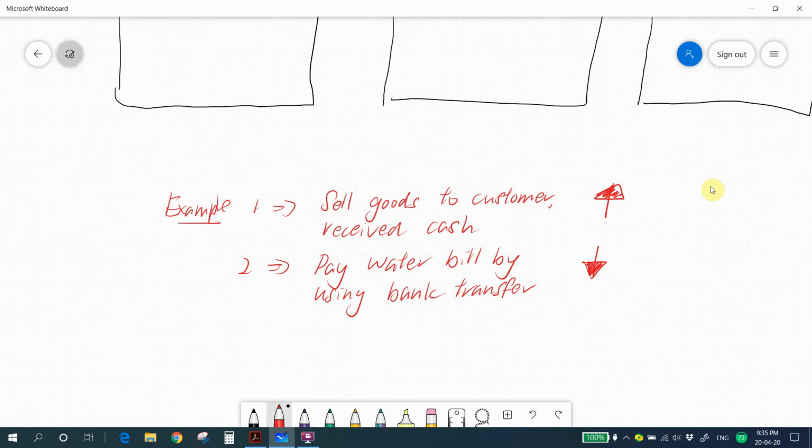So let me explain again. When the cash balances increase, we debit cash account. When the balances reduce, we use credit on the bank account. This is the explanation for the debit entry and credit entry for the cash and bank account.